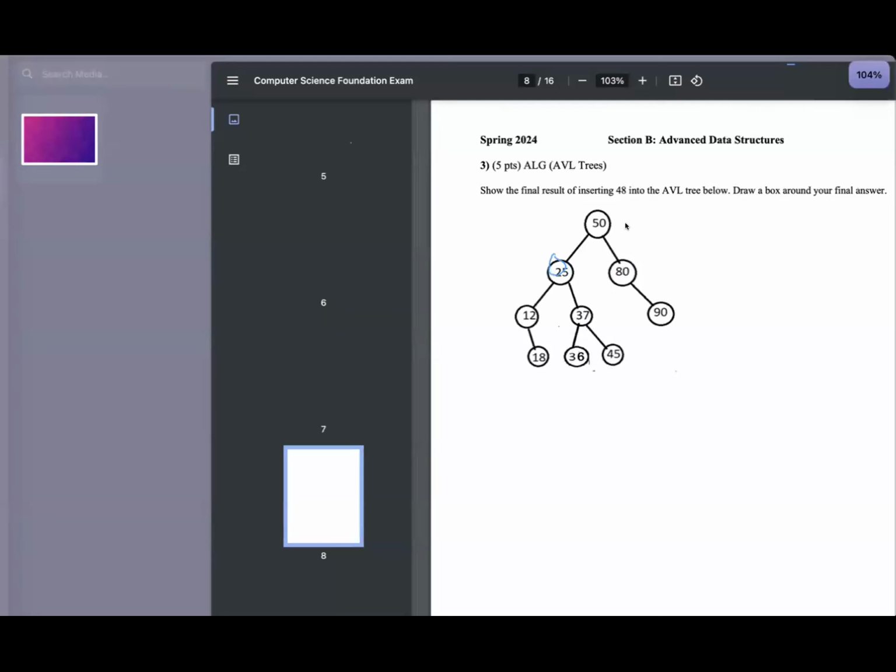So show the final results of inserting 48 into the AVL tree below. So we want to insert 48. 48 will go here.